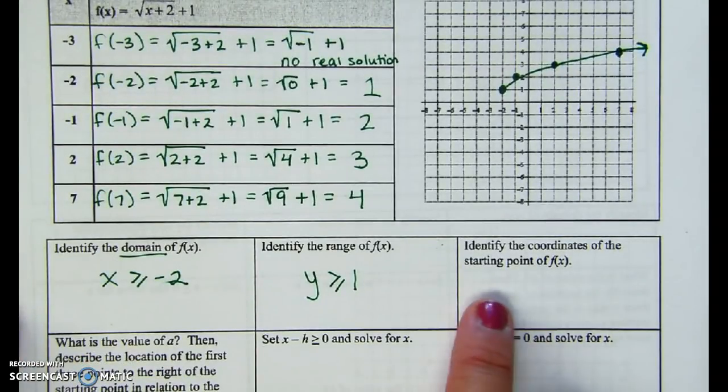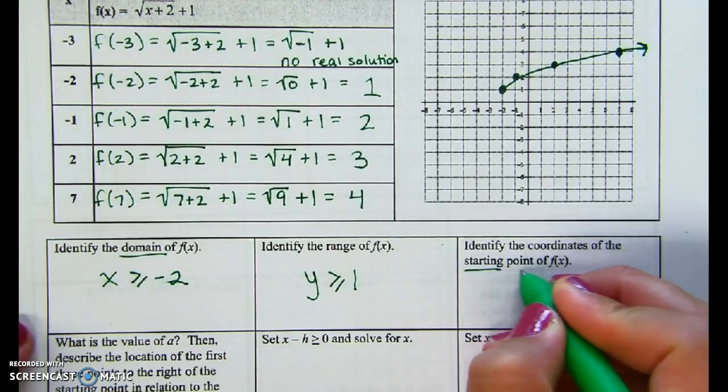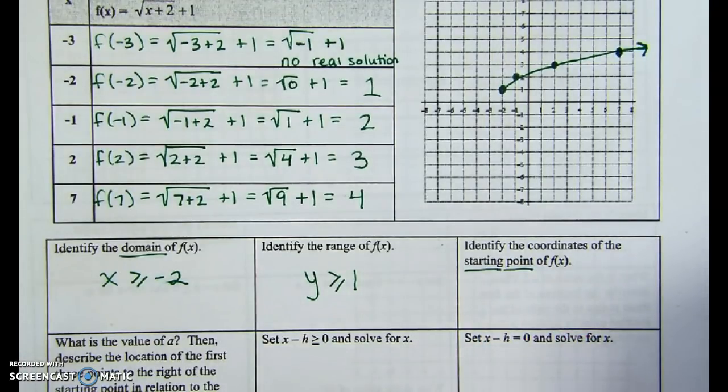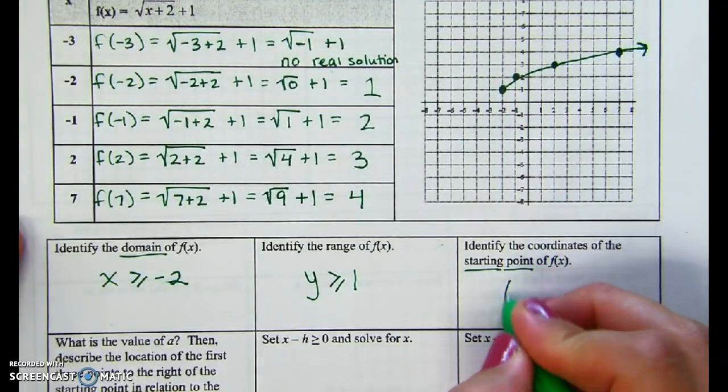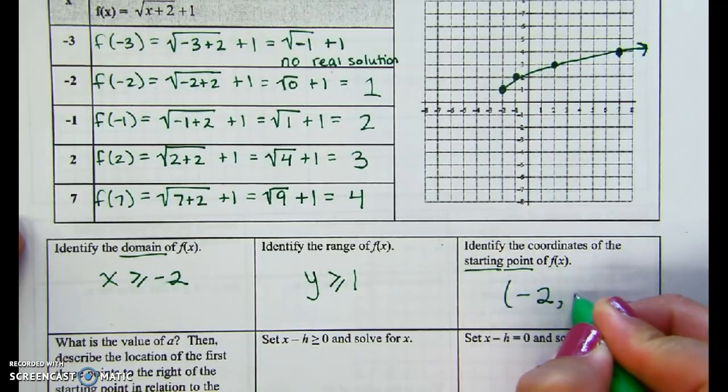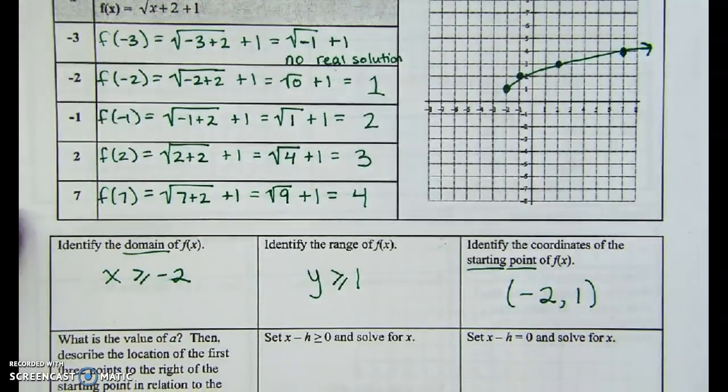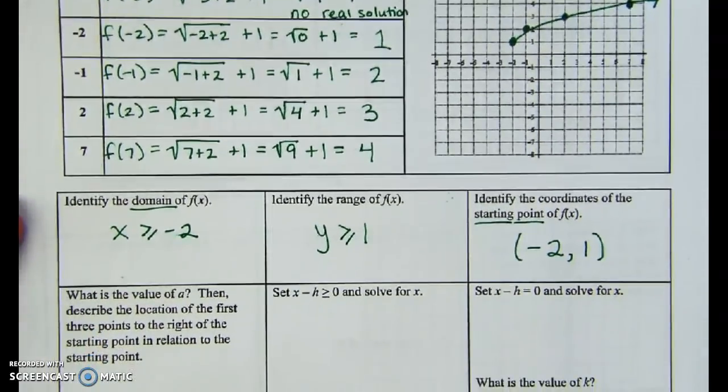Identify the coordinates of the starting point. The starting point is very similar to the vertex, what we talked about with parabolas or absolute value. So where did this start? What is that coordinate point? -2, 1, right?